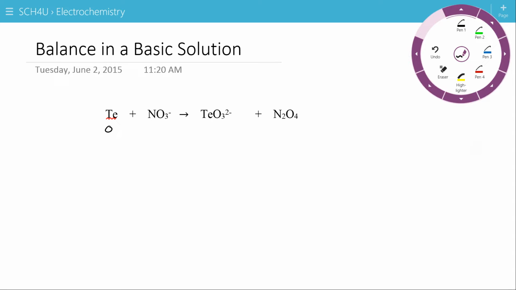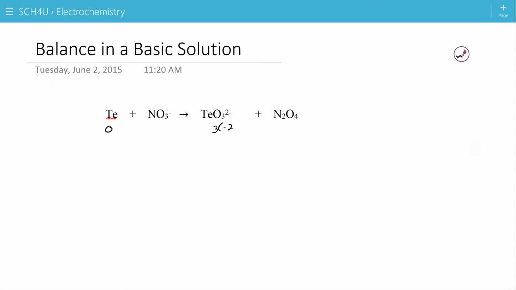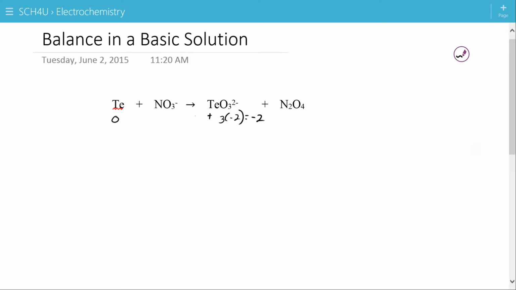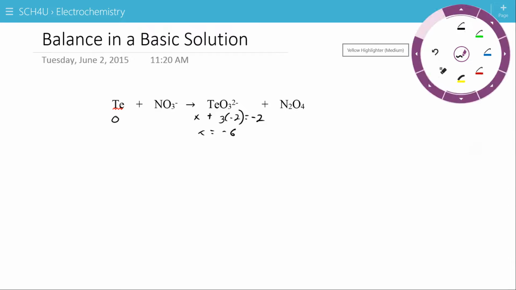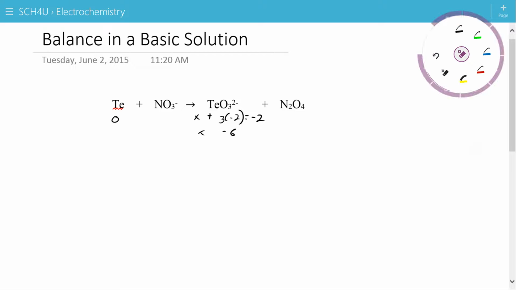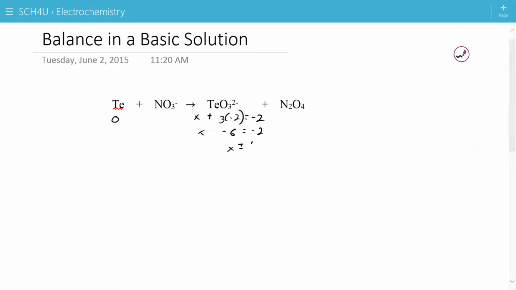The oxygen in this compound, there are 3 of them at -2 each. The total for this compound is -2 from its charge. It's x, so x minus 6 equals -2, or x equals 4. So here it's +4. So we go from 0 to +4.